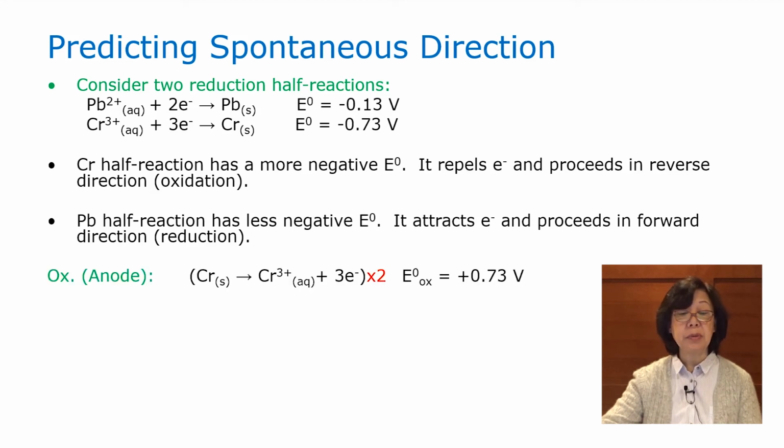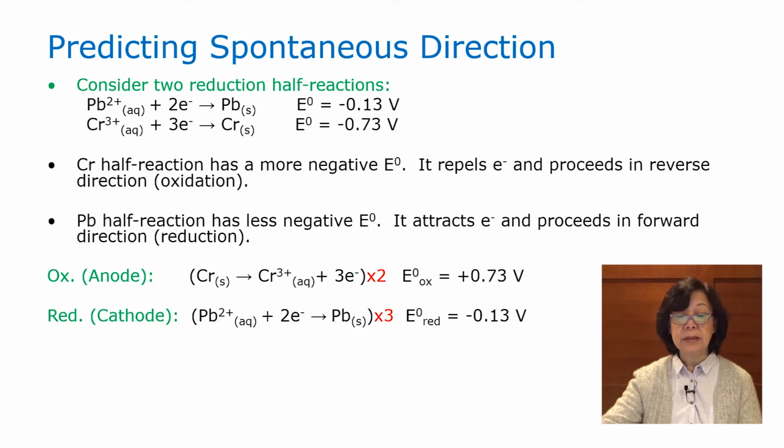So now as we flipped the chromium half reaction, it becomes oxidation, and we change the sign from negative into positive, because we used to have reduction potential, now we make it into oxidation, we change the sign. And then we look at the reduction of the lead ion. Now because the electrons are not the same, we multiply the oxidation by 2 and the reduction by 3. And we leave the reduction potential of lead ion as is.